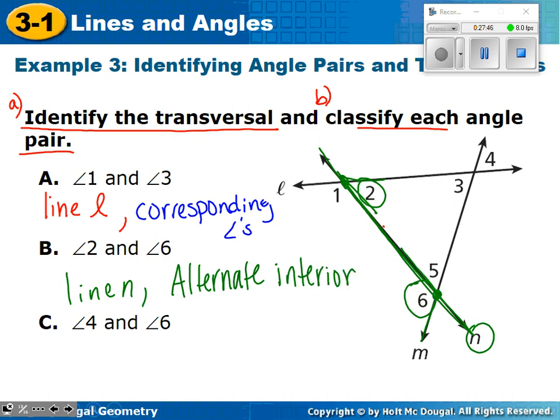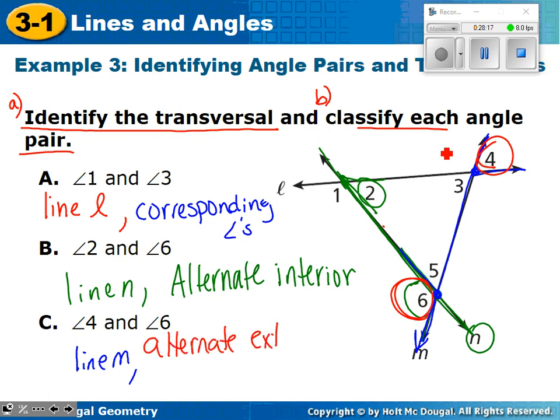All right, last one. 4 and 6, what's the transversal? Line M. And again, that's because the angle at 6 and the angle at 4, their vertices are connected by that line. And then what kind of angles are 4 and 6? So if we look at 6 and look at 4, and look at these 2 lines that are not the blue one, they are outside those 2 lines, and they are on opposite sides. So alternate exterior. All right, any questions at all? Quick.